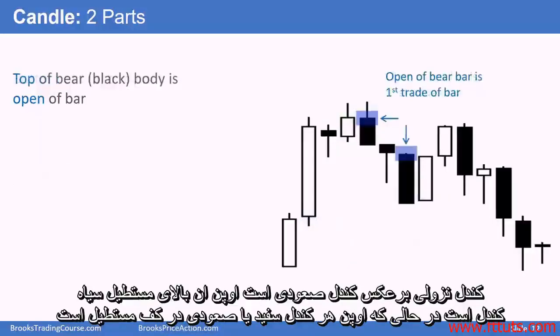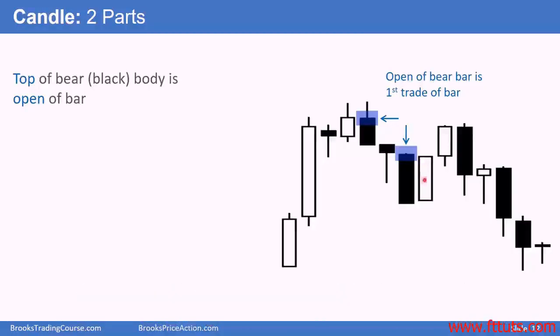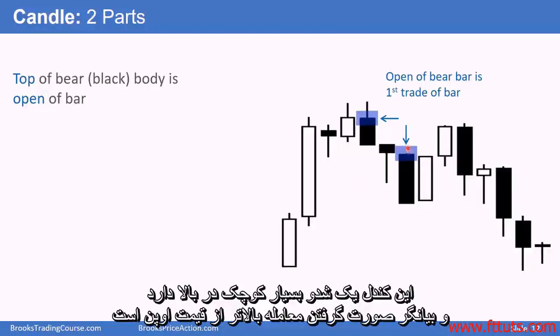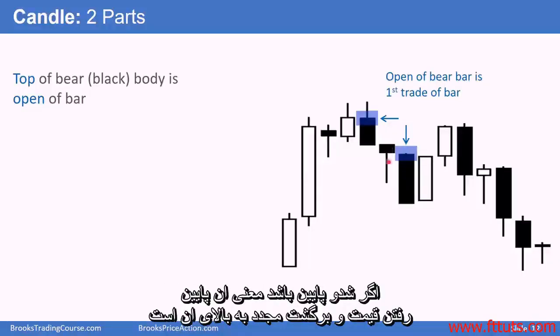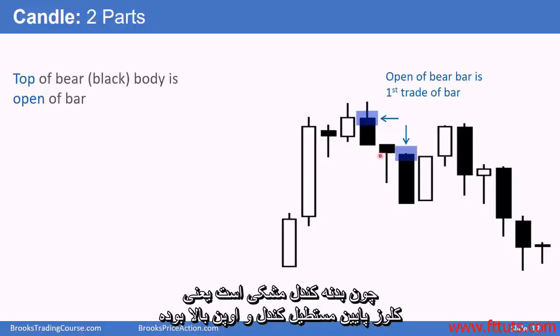For bear bars, it's the opposite. Remember, every bear bar, every black bar, opens at the top of the black rectangle, in contrast to a bull bar. Every bull bar opens at the bottom of the white rectangle. Here, there's only a very tiny tail on top of the bar. That means it opened and then traded a little bit above the open and then closed on the low. If there's a tail below, that means it traded down and traded back up. In this case, because it has a black body, that means the open was here and the close was a little bit below.